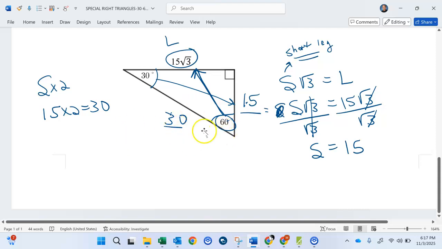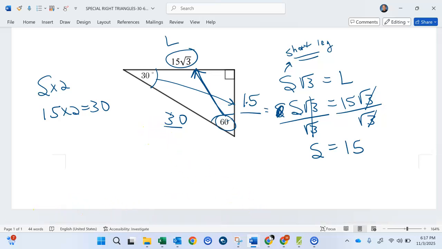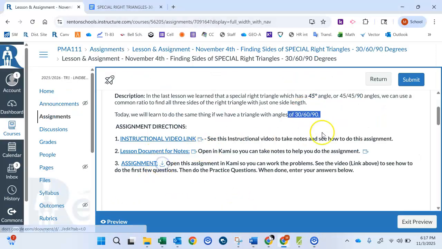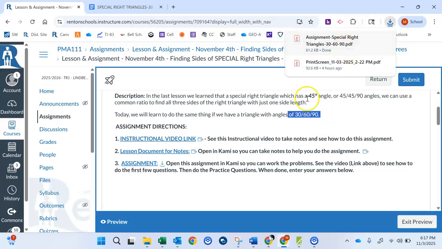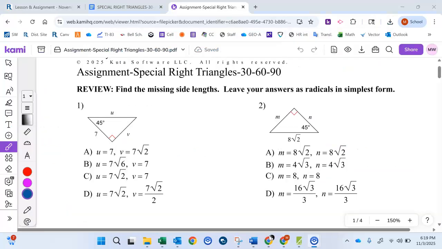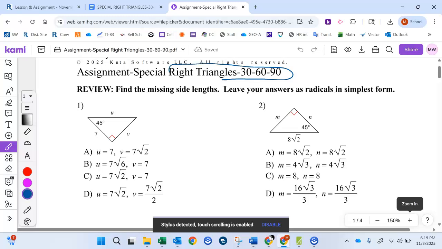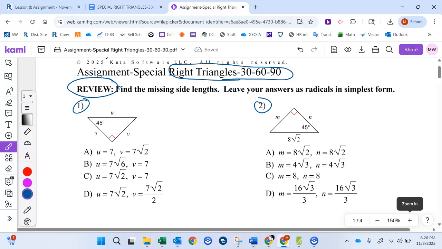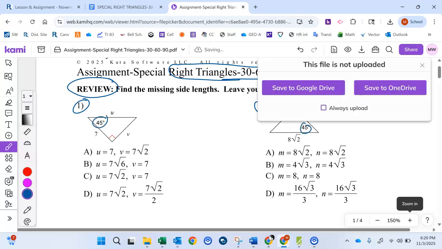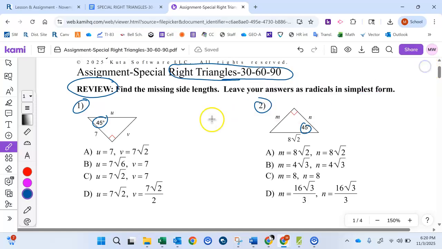So now I'm going to do the first few problems from the assignment just to make sure that you understand it. You can try it yourself. So please open the assignment. Okay, so go ahead and open the assignment. Make sure you download it so you can open it in Kami, okay? Okay, so here's the assignment. We're doing 30, 60, 90 triangles today. Questions 1 and 2 are a review. As you can see, there's 45, 45. So I'm going to let you do those, and I'm going to show you the new questions.